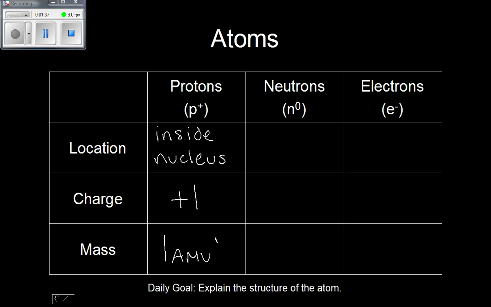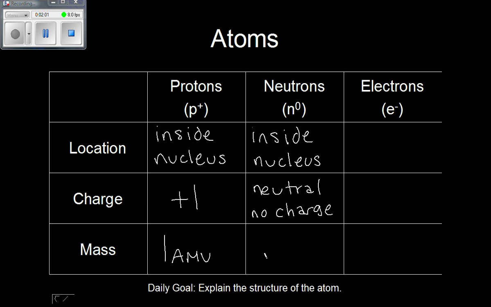Our next subatomic particles are our neutrons. They are also located inside the nucleus. As the name neutron implies, these are neutral, which means that they have no charge. They also have a mass of 1 AMU.